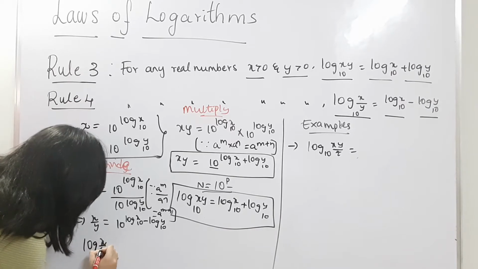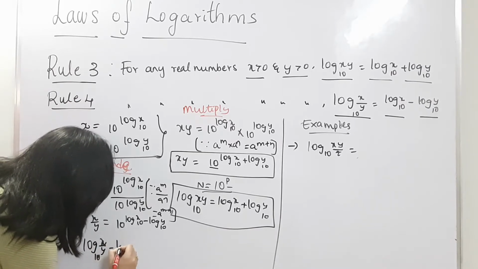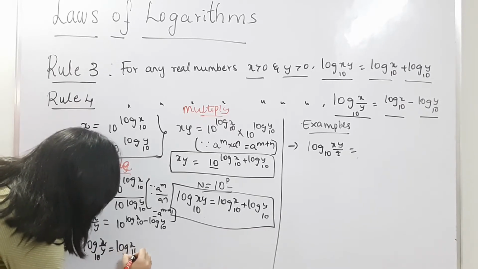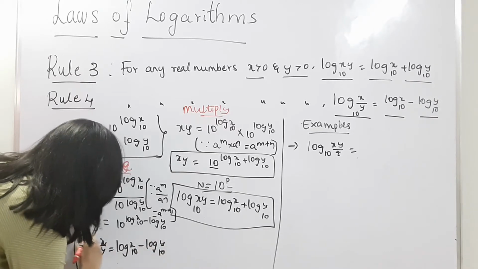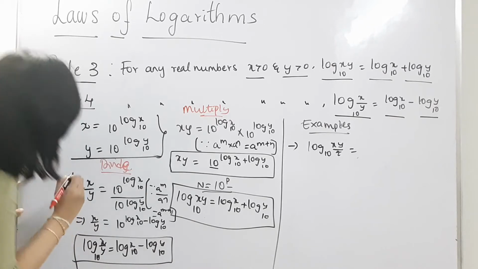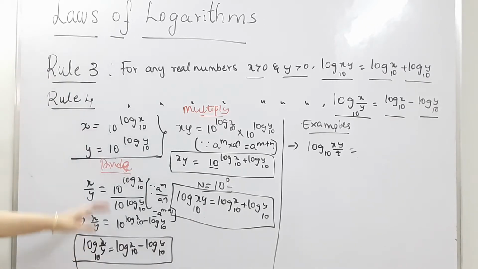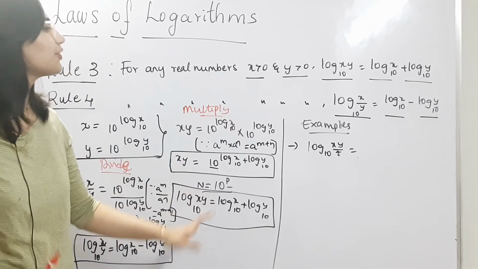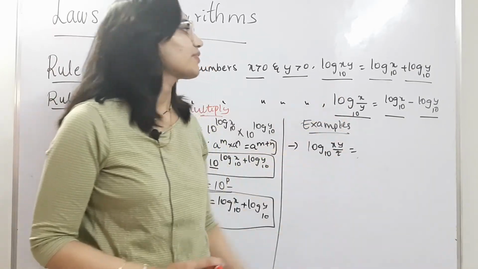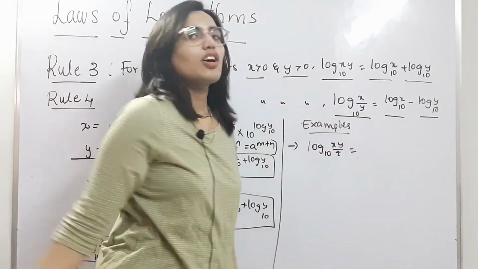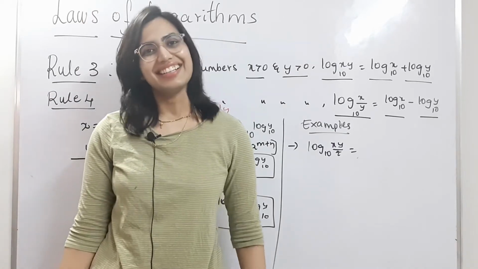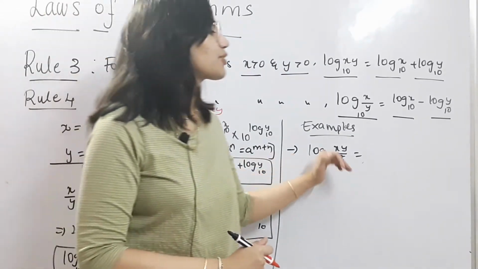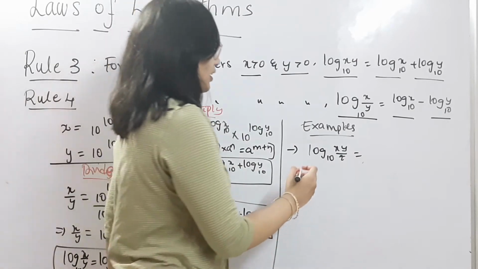log x by y to the base 10 is log x to the base 10 minus log y to the base 10. Okay, so this is how you prove that for any real numbers x and y greater than 0, log x by y to the base 10 is log x to the base 10 minus log y to the base 10. With these two concepts, now let's try to solve a simple problem for you.